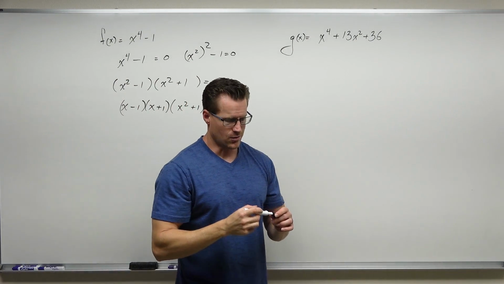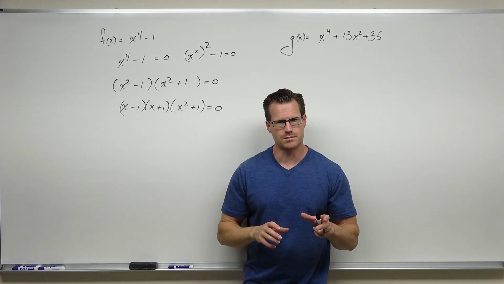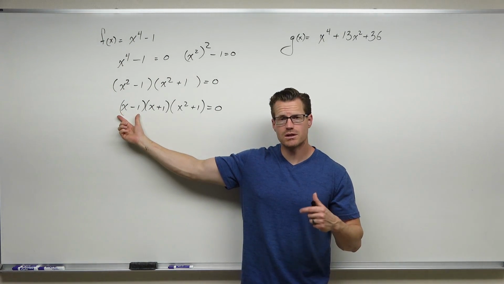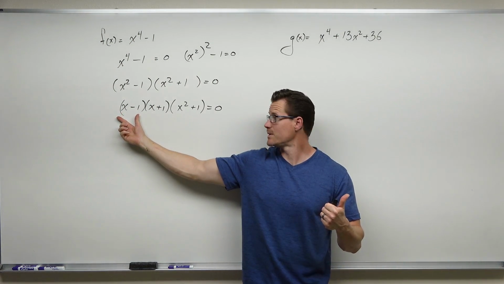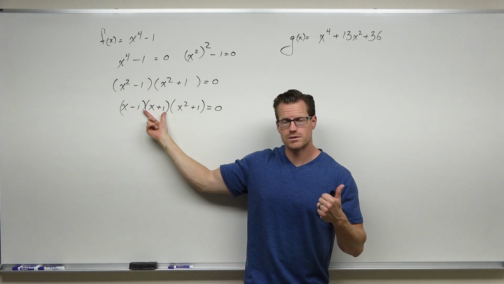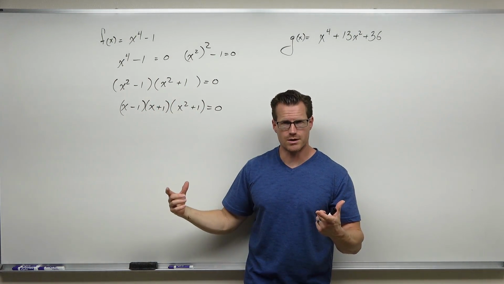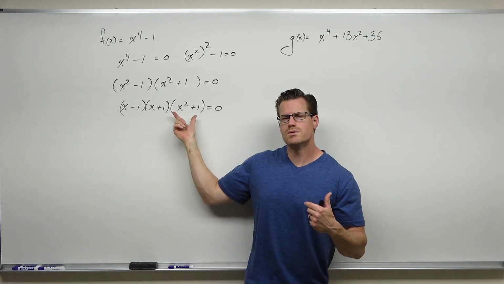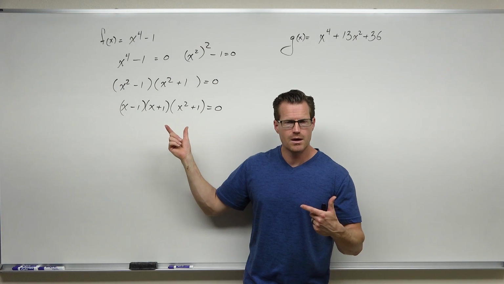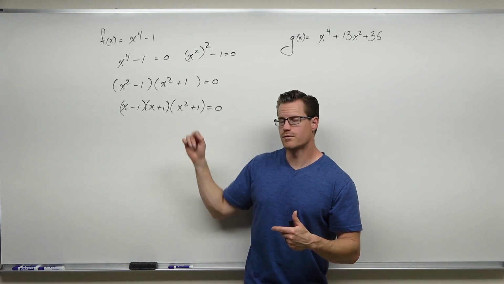Now, here's what I'm going to tell you. This is completely factored over the real number system. You have a linear, which is going to give you a real solution, and it's going to be a crossing because we have a multiplicity 1. We have another real solution, a linear factor gives us a real solution. Multiplicity 1 says we have another crossing. This right here, you do not say it has multiplicity because multiplicity comes from the power of the factor, not the power of the term.